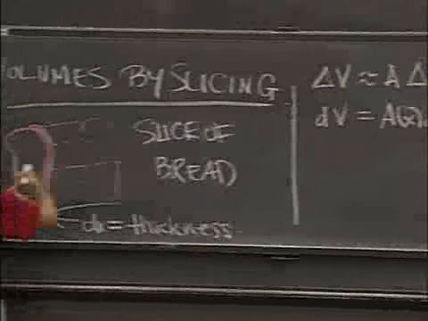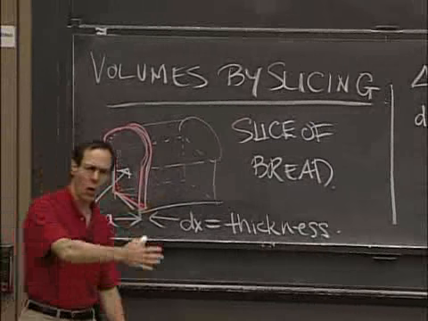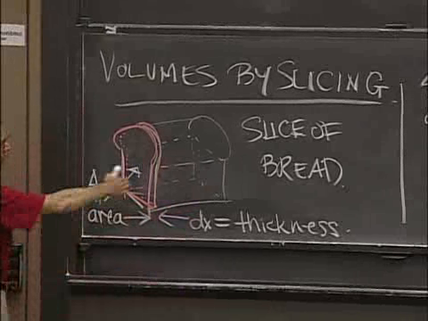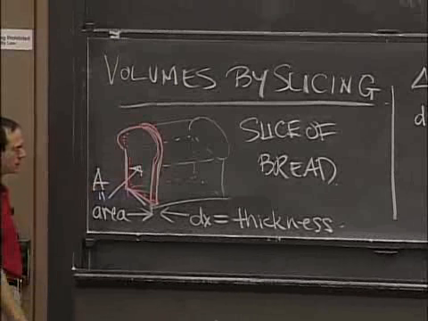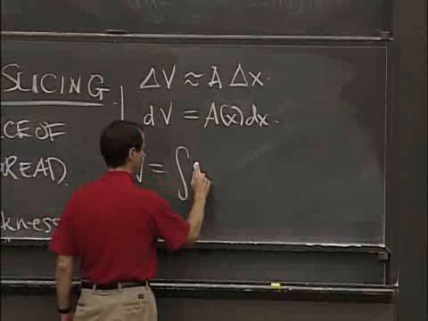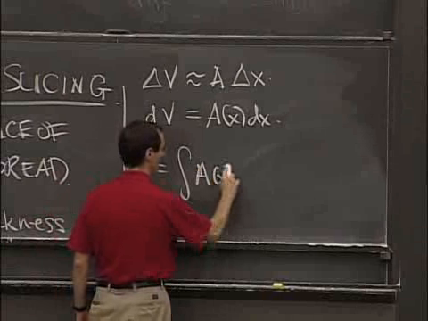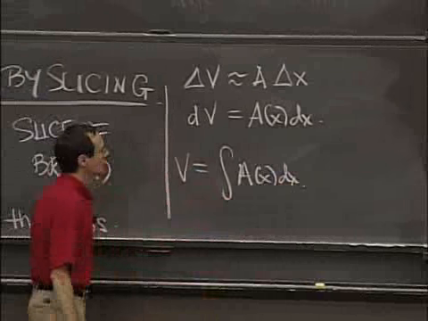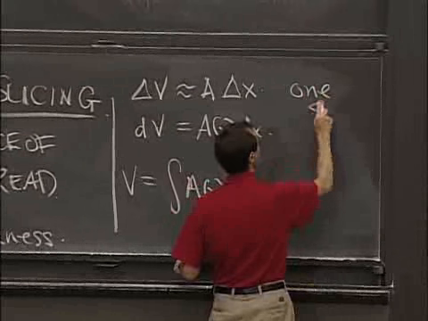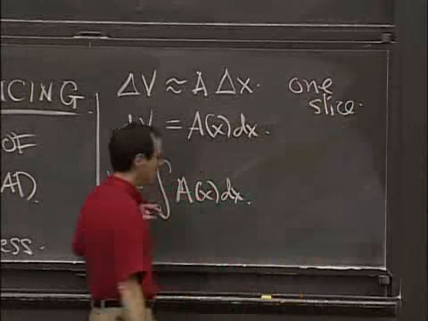And maybe the areas of the slices vary. There might be a little hole in the middle of the bread somewhere. Maybe it gets a little small on one side. So it might change as x changes. Then the whole volume you get by adding up. So if you like, this is one slice. And this is the sum.